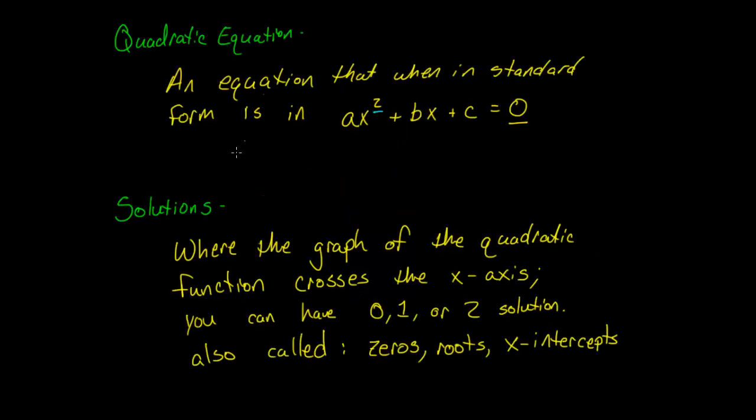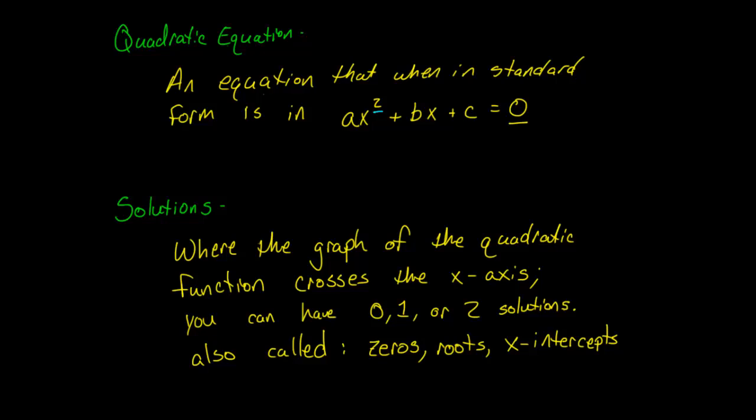So just so that we have this, a quadratic equation is an equation that when in standard form is in ax squared plus bx plus c equals 0. It's a big key, equals 0 form. And the solutions to which are where the graph of the quadratic function crosses the x-axis. You can have 0, 1, or 2 solutions. And is also called zeros, roots, or x-intercepts.